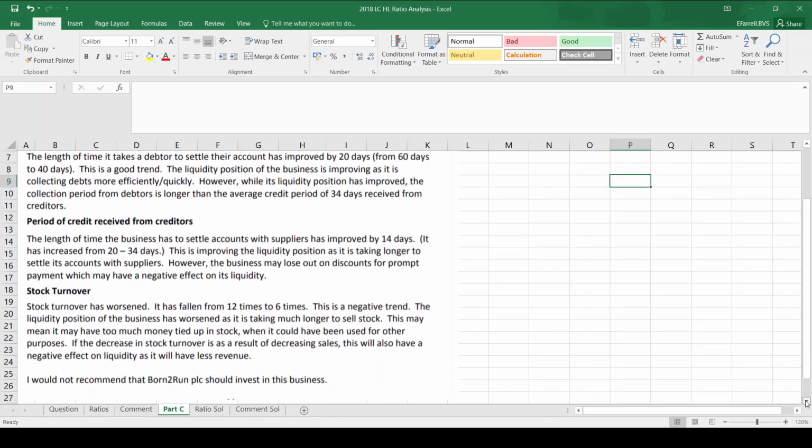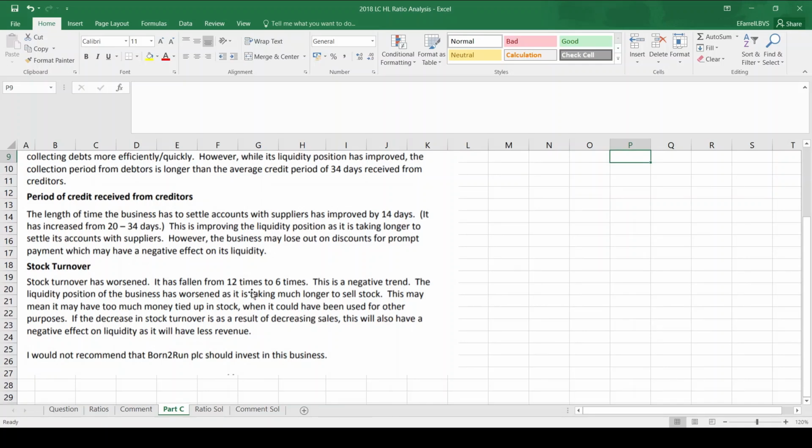And stock turnover has worsened. It's fallen from 12 times to 6 times. This is a negative trend. The liquidity position of the business has worsened as it's taking much longer to sell stock. So the stock's not turning over as quickly or selling as quickly, it's taking longer. This may mean it has too much money tied up in stock, which isn't good. It could have been used elsewhere for better purposes.